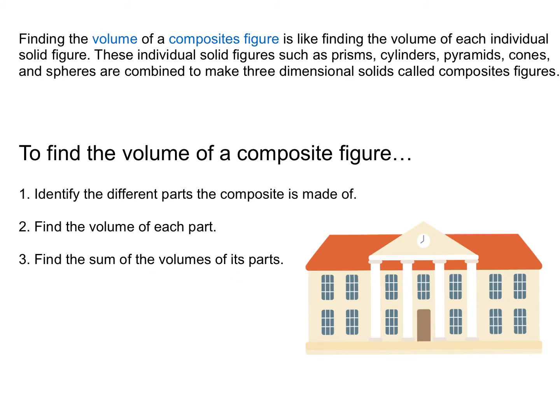So, for example, this house looks like a triangular prism, okay? And it looks like it has a rectangular prism on there as well. It's got 4 columns, which are cylinders, and it's got a pyramid here. So we could find all of those volumes and add them all up and know the volume of this figure.